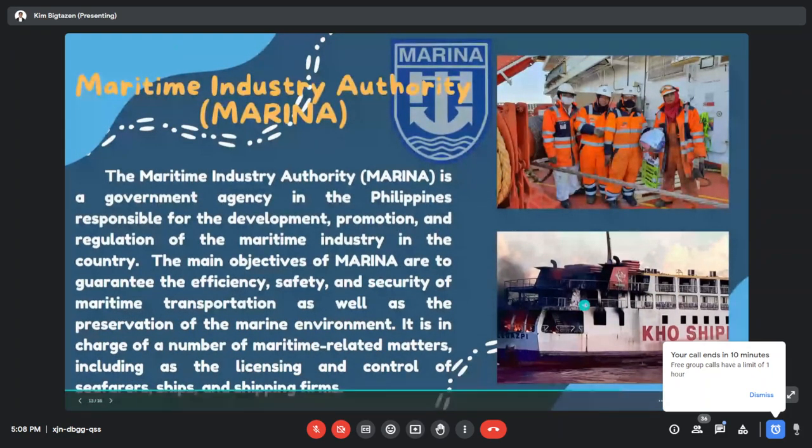So good afternoon. Next is the Maritime Industry Authority, or MARINA. Like LTO or LTFRB, MARINA is the counterpart for marine or water transportation. The Maritime Industry Authority is a government agency in the Philippines responsible for the development, promotion, and regulation of the maritime industry in the country. Its main objectives are to guarantee the efficiency, safety, and security of maritime transportation, as well as the preservation of the marine environment.